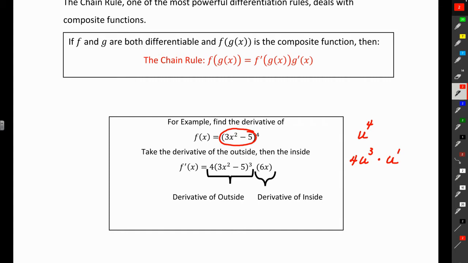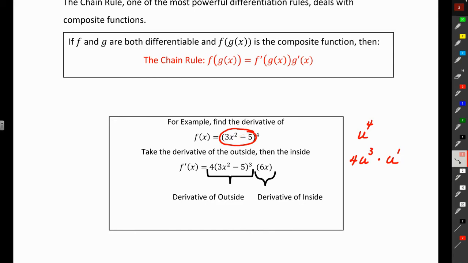Multiply by the derivative. All right, so we have 4 times the coefficient, which is 4, and we subtract 1, which is 3. So that's this part right here. And now we're going to multiply by the derivative of the inside of the function, u prime. The derivative of the inside is going to be 2 times 3, that's 6. 2 minus 1 is 1. And the derivative of a constant is 0.